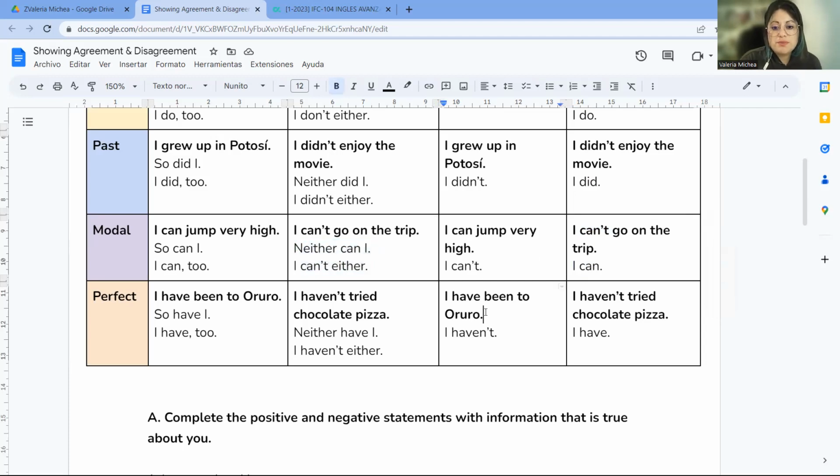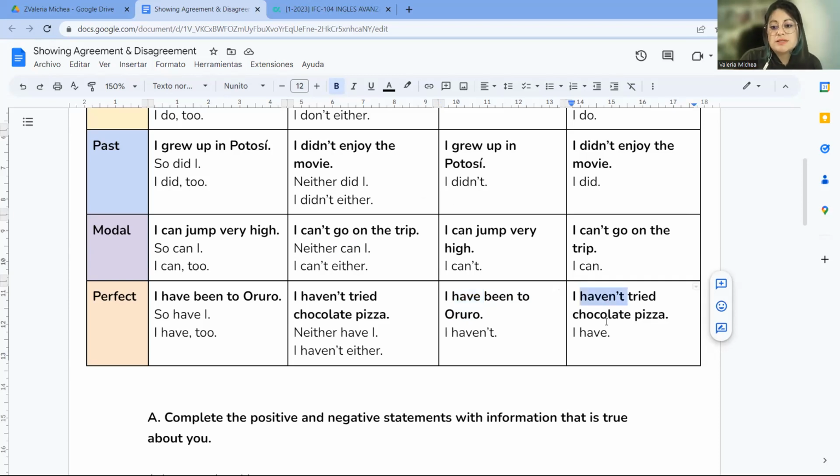Finally, what happens with the perfect tenses, the present perfect? Someone says, I have been to Oruro, but I've never been to Oruro, so I say, I haven't. So I just use the negative form of that one. It's like using the opposite. If you use the affirmative, I use the negative. If you use the negative, I use the affirmative. So it's the other way around, if you wish.